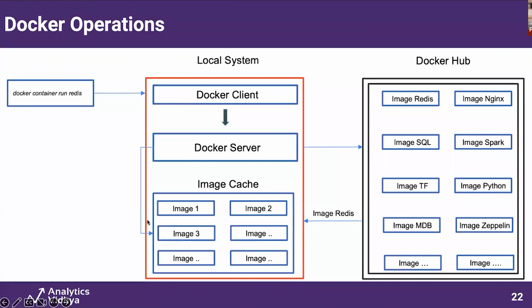Now it would see if there are any local images already available. So it would look for the Redis image locally. And if it doesn't find the Redis image in the local system, it would send a request to pull the image from Docker Hub. Now, like I said, Docker Hub already has multiple images with all the information. If you want to install SQL, Spark, Python, TensorFlow, there are pre-built images available on Docker Hub. So it would pull the Redis image and then run it inside a container.